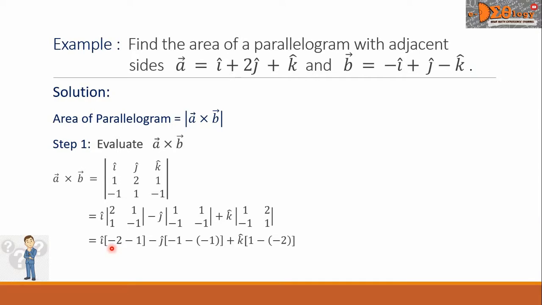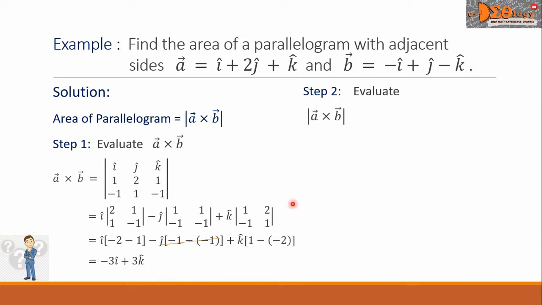Simplifying further, negative 2 minus 1 will be negative 3 times i. So we have negative 3i. Minus component j times negative 1 minus negative 1. So we can cancel this because it becomes negative 1 plus 1. Component j is deleted. Plus component k times 1 minus negative 2, so it becomes 3k, and we copy it here. This is now the cross product vector A cross vector B.